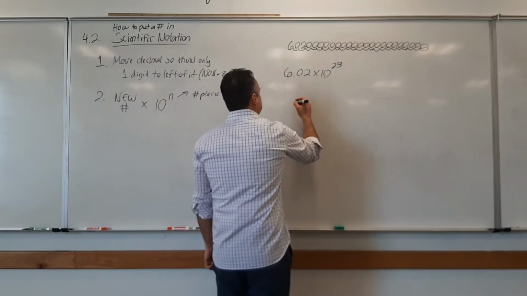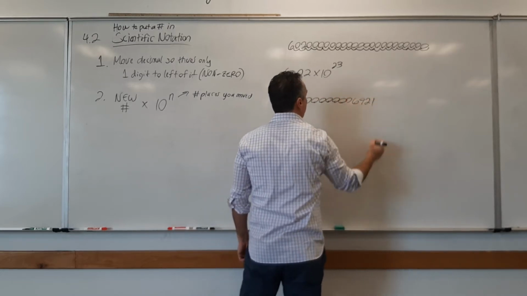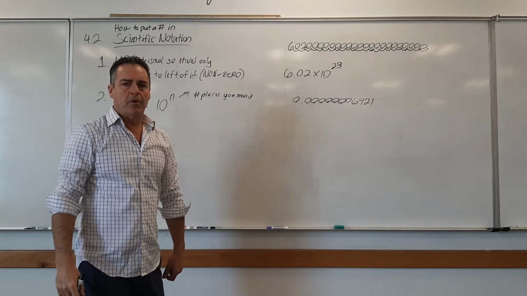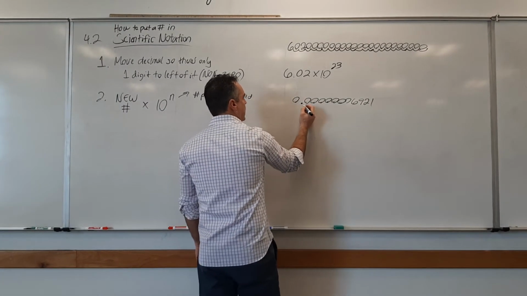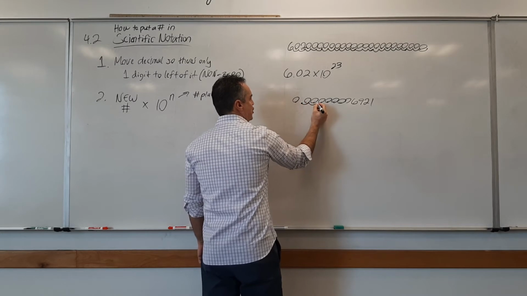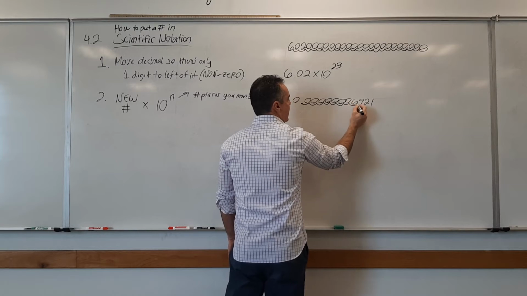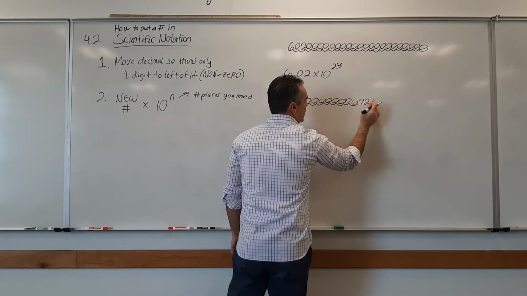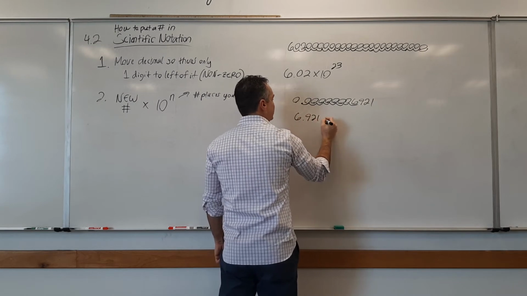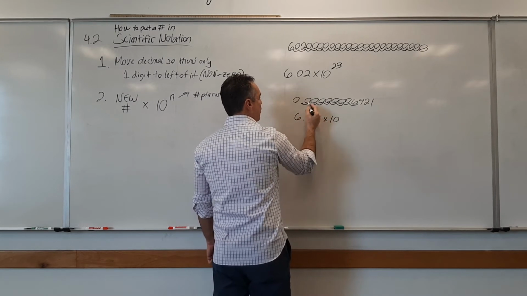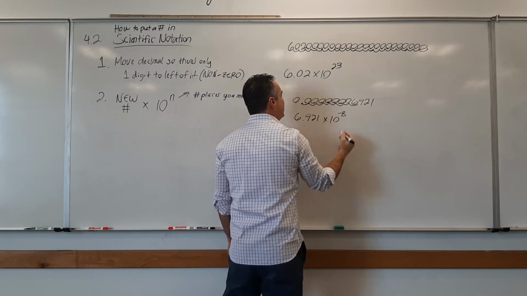If I have 0.0000006921, a really small number, and I want to put that in scientific notation, again, I'm going to move the decimal, and I'm going to go 1, 2, 3, 4, 5, 6, 7, 8. Do I go 9 and 10? No, it's not about numbers to the right. It's the number to the left of the decimal. This is 6.921 times 10 to the, how many places did we move? 1, 2, 3, 4, 5, 6, 7, 8, 10 to the 8. But this is called negative 8.